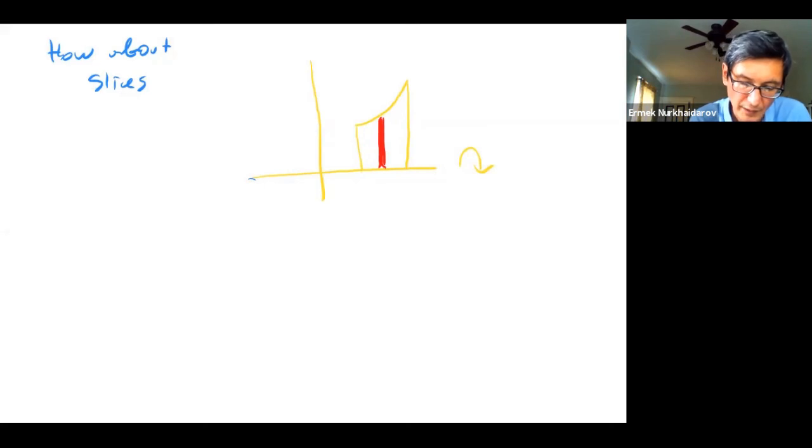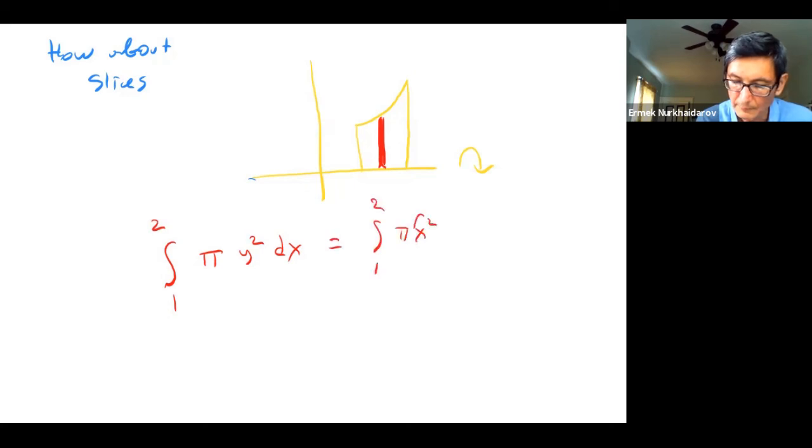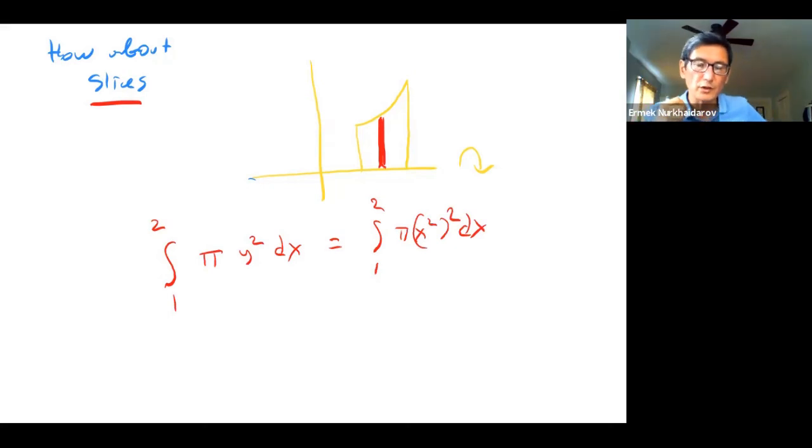So the answer is going to be the integral of pi r squared, where r is y, so pi y squared dx, and x is changing from 1 to 2. And y will be x squared. Okay, and you see with slices, you get something going almost immediately. So usually, again, shells are easier, but not necessarily. So try both and see for each problem which one is going to work better.